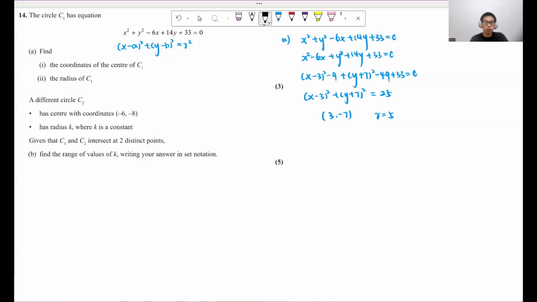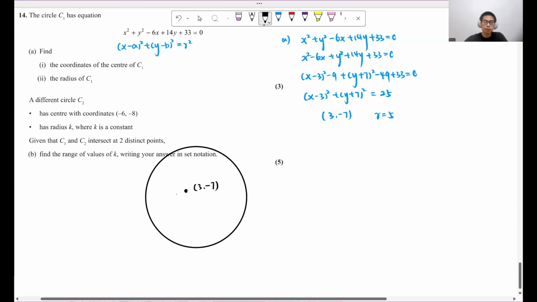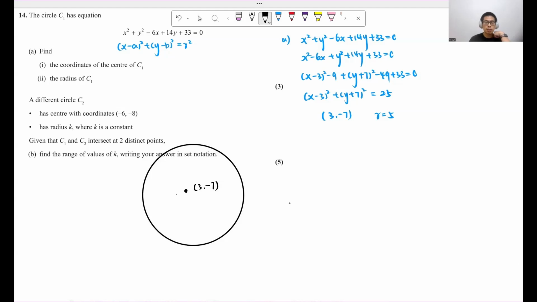So for the first one is 3, negative 7. We don't have to be that precise. So let's say this one is 3, negative 7. And then the radius is 5. So radius 5 looks something like this. And then the other one, the circle center is negative 6, negative 8. It'll be roughly somewhere like here. So negative 6 and negative 8.